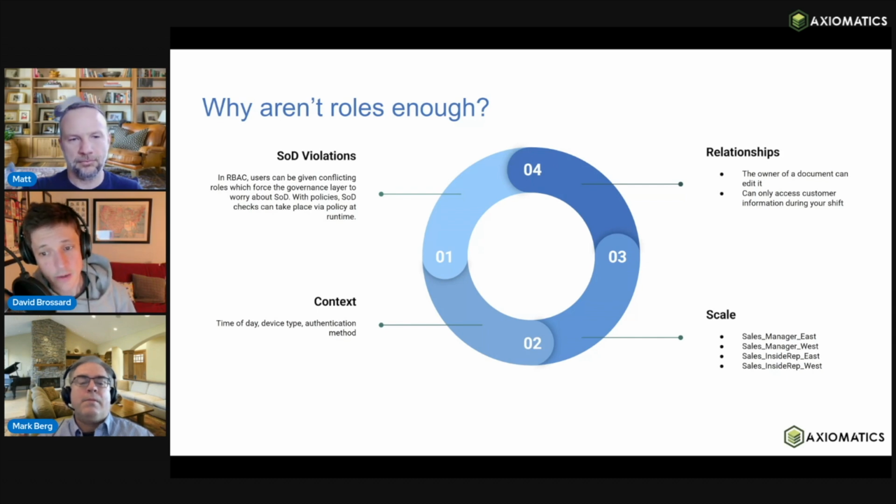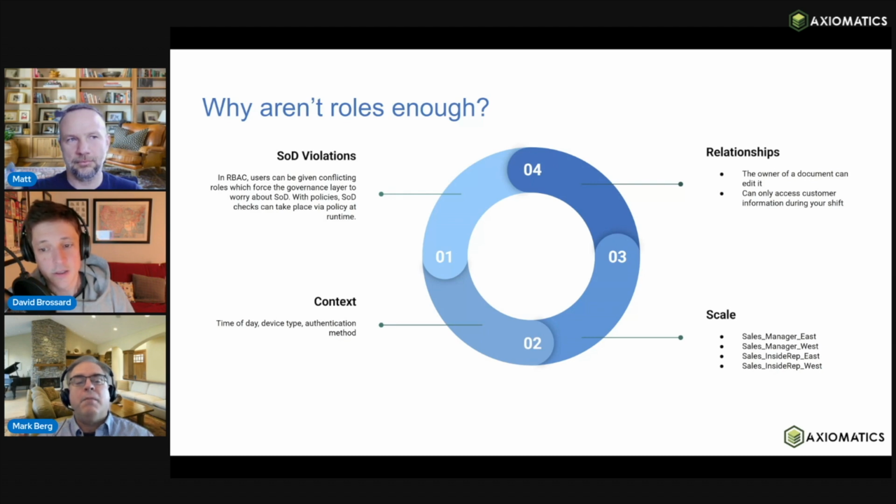The inability for roles to account for context, the fact that roles are so egocentric, they only look at identity data and nothing else, right? Mark, you've seen context play out with customers. What was the biggest thing that roles could not address?